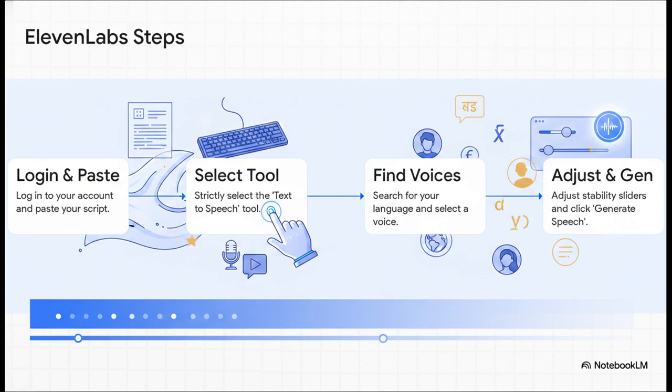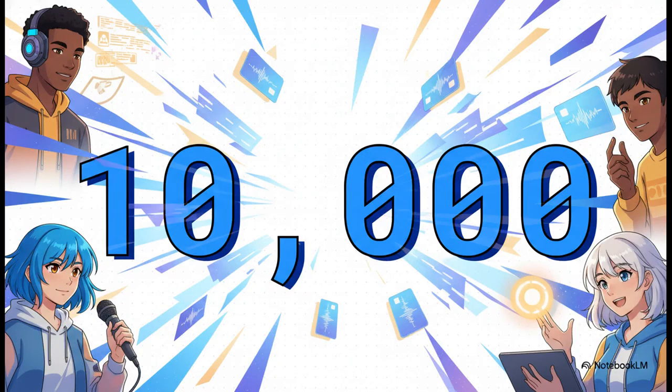Step 1, you do need to log into an account, and then you just paste your script. Over on the left, you'll see all sorts of shiny tools like voice changers. Ignore them for now. To keep things perfectly simple today, stick strictly to the text-to-speech tool. On the right, you can search for your language, again, like Hindi or whatever you're working in, and browse through the voices. You can even adjust the built-in stability and speed sliders to really dial in the emotion, and then just click Generate Speech.